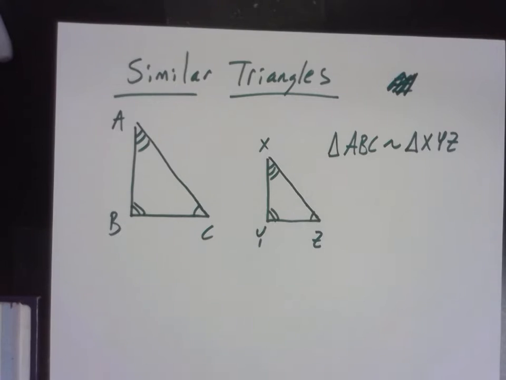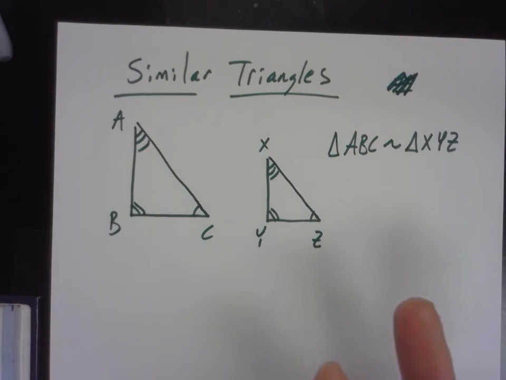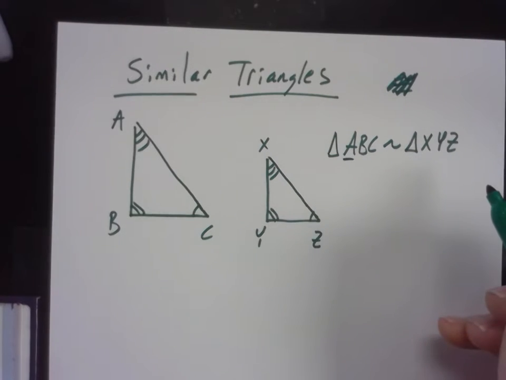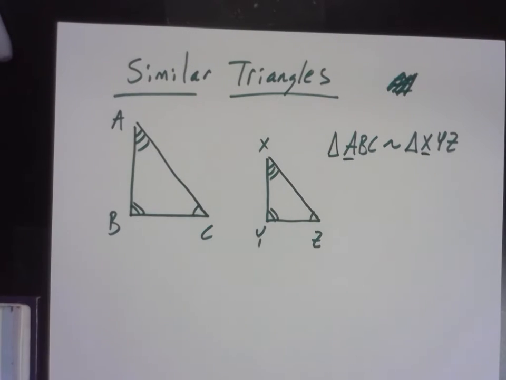And there's a lot to this similarity statement, just like a congruent statement. Like I'm literally saying, angle A and angle X, what's their deal? They're congruent. Angle B and angle Y?